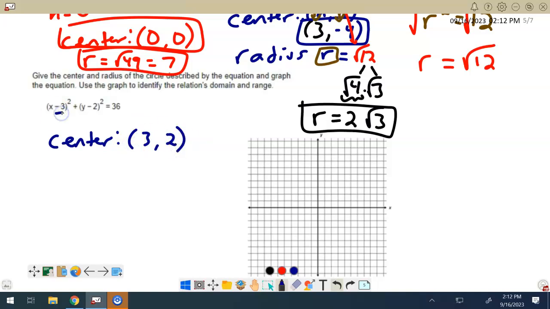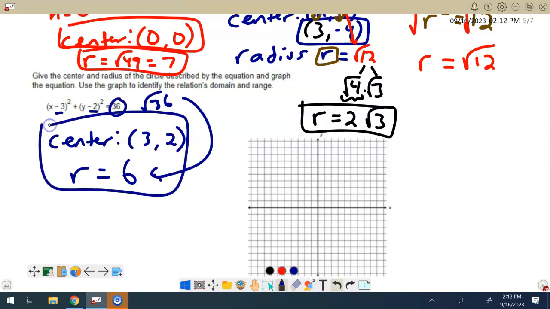Again, we want to take the opposite sign of the numbers that we're seeing in the equation. H is positive 3, k is positive 2. And then the radius you should have gotten this time is 6, right? That's the square root of 36. That's how we're getting the radius here. All right, so that's our center and our radius.